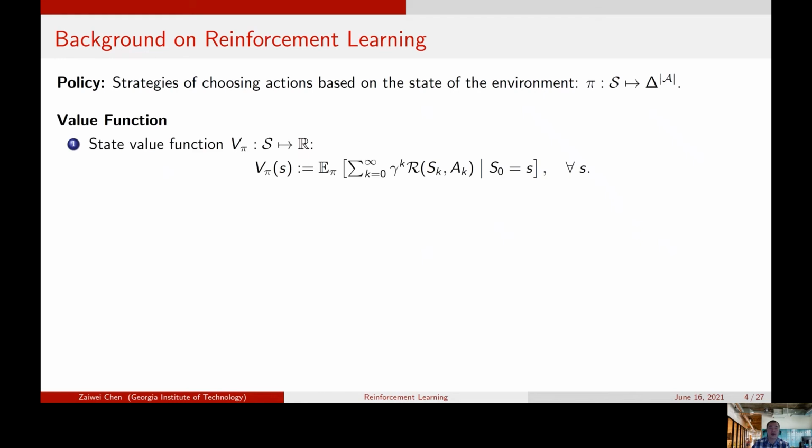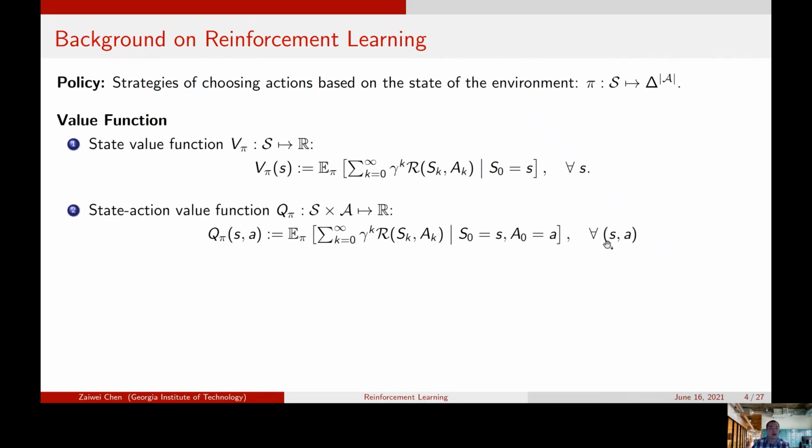For a given policy pi, its performance is measured by its value function, v pi. The value function v pi at state s is defined to be the total discounted reward, starting from state s and then following the policy pi thereafter. Similarly, we can define the state action value function Q of a policy pi at state action pair (s, a) to be the total discounted reward starting from state s, first taking action a, and then following the policy pi thereafter.